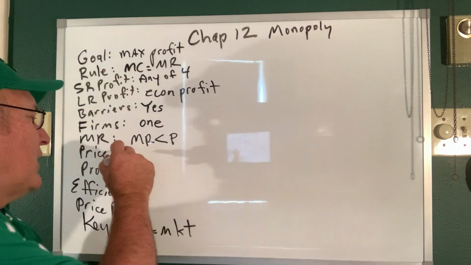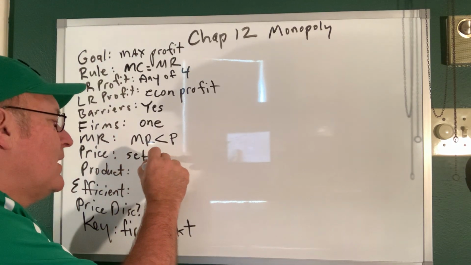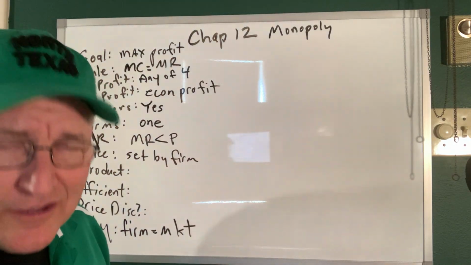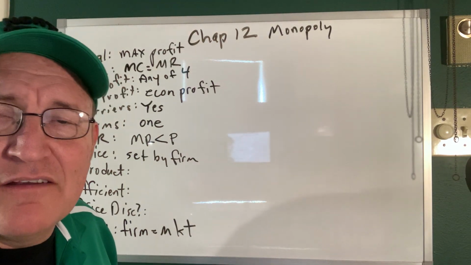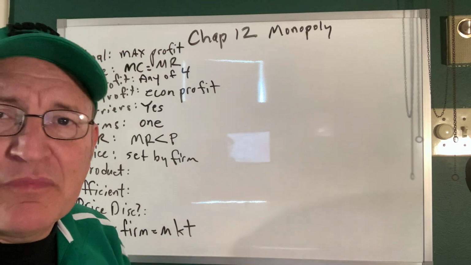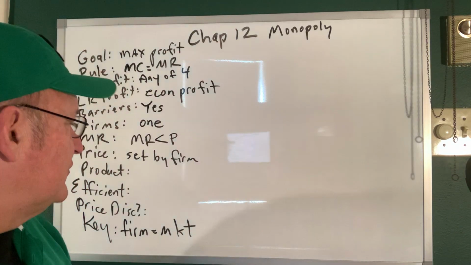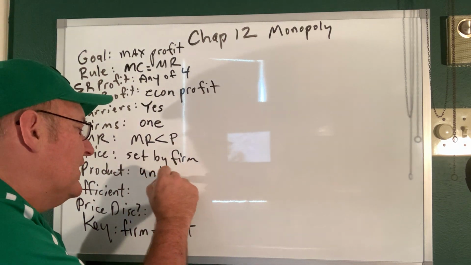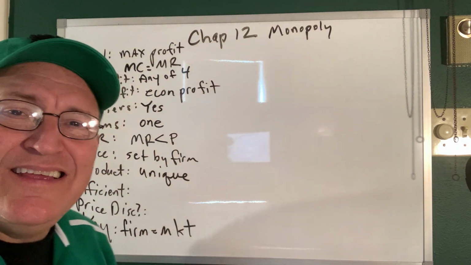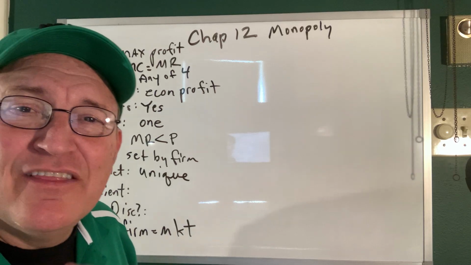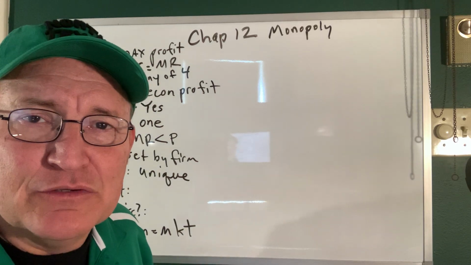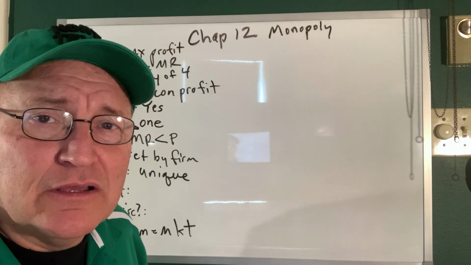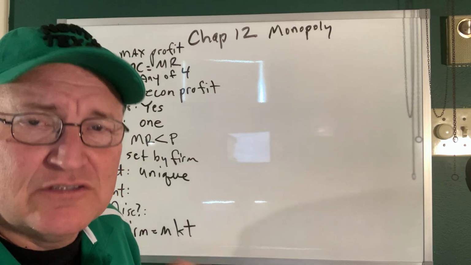Price. Price is set by the firm. Okay, so again, unlike a perfectly competitive market structure that has to accept the price from the market, in a monopoly situation, it's set by the firm. The product we would describe as unique. And what does unique mean? Unique means there is no substitute. And I'll repeat that. Unique means literally there is no substitute.